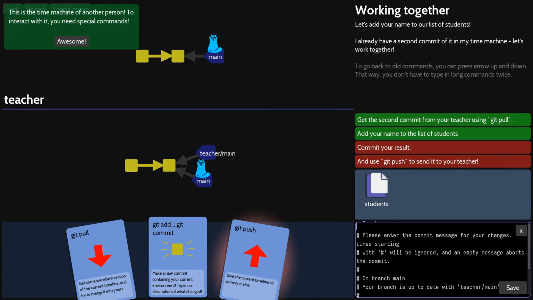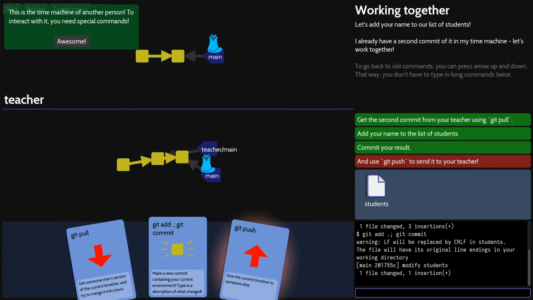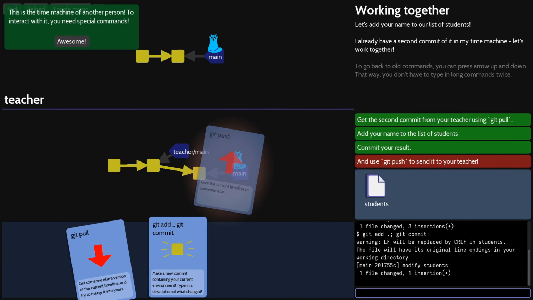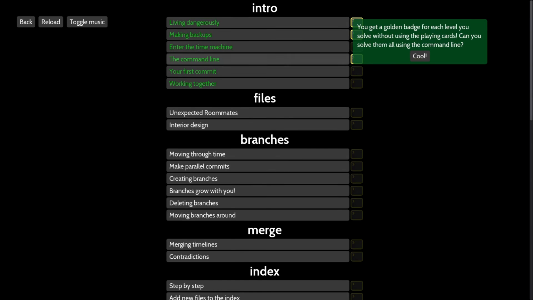We're doing a git add and a git commit. Modify students. Sure. And then we're going to push it. That's quite good, to be fair. I mean, what's the next level? So we've done the whole intro.